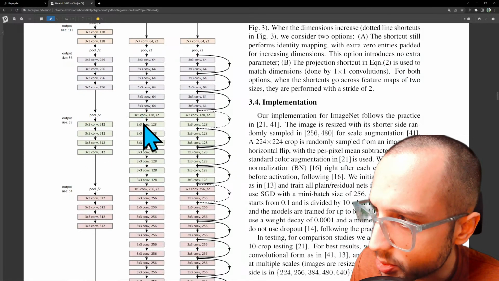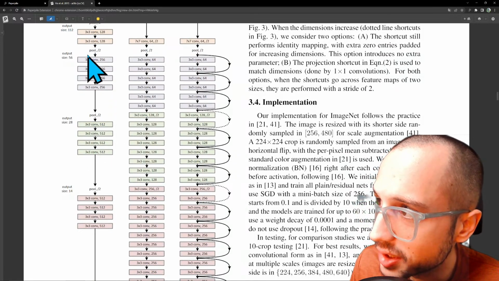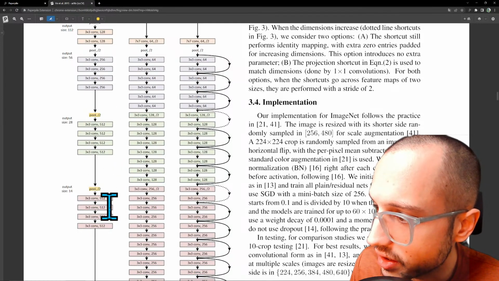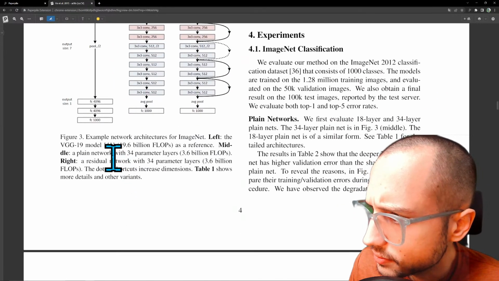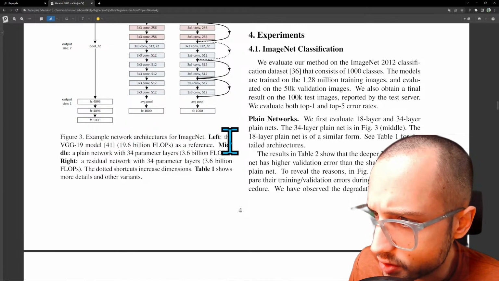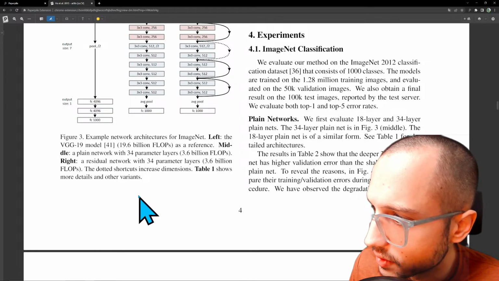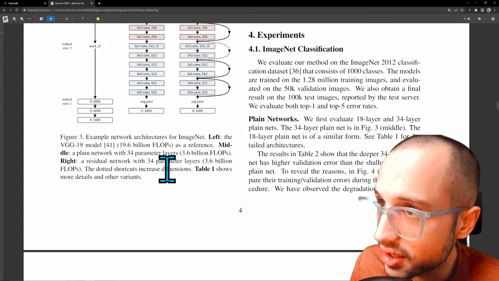And then here they compare it to the VGG. You can see how this is a little bit more complicated. There's a bunch of intermediate pooling layers here. There's a pool here, there's a pool here. Example network architectures for ImageNet, the VGG19 model as a reference. And then they have their plain 34 parameter and residual 34 parameter. The dotted shortcuts increase the dimension.